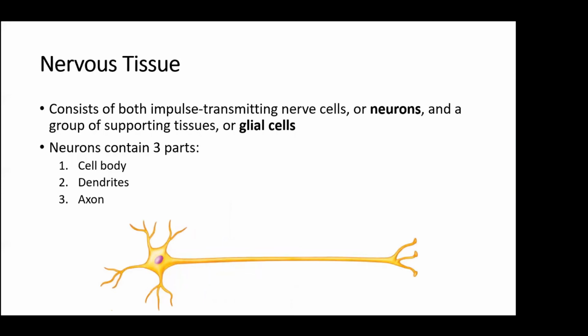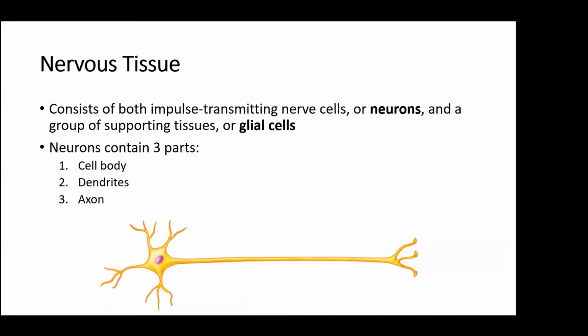The third type of tissue we're talking about is nervous tissue. Nervous tissue is really specialized for signaling, but we're going to consider 2 types of cells when we're talking about nervous tissue. The first is the cells that are actually doing the signaling themselves. Those are our neurons. And then we're also going to have supporting tissues called glial cells that basically help the neurons do their job.